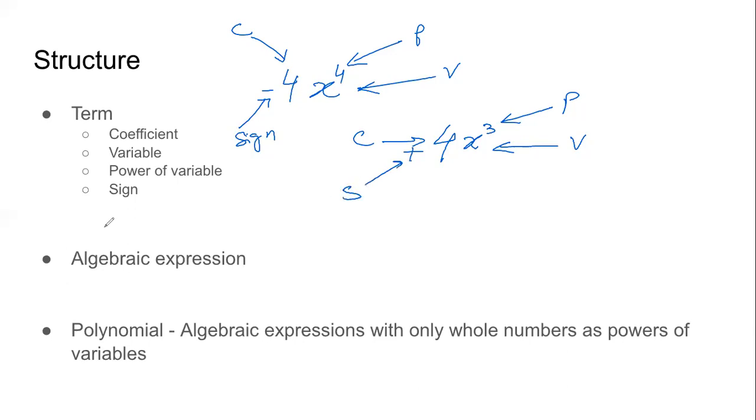It is the plus sign. Another important thing to note is that it's not necessary that all of these things will be there. For example, suppose 3 is only 3. Clearly, 3 is the coefficient, or we can also say it is the constant. In this case, it is just a constant.